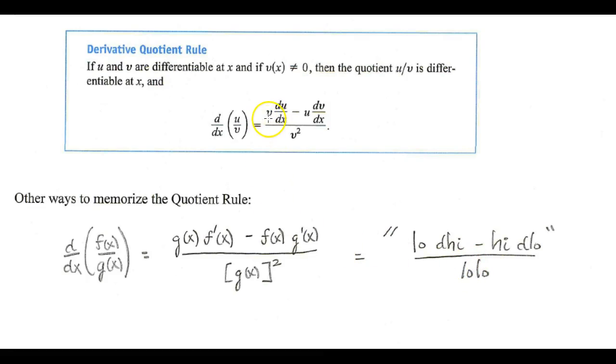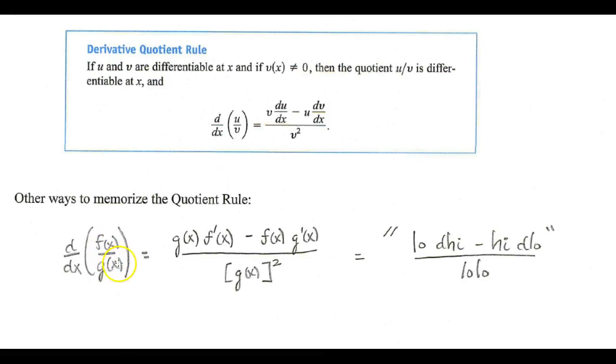So it's the low function, v, times the derivative of the high function, du/dx, right? Low d high minus high d low. So what I mean by low is the denominator, and high I mean the numerator, right? So low d high minus high d low over low low, or low squared. So there's really only two derivatives I have to take, the derivative of the high and the derivative of the low, or the derivative of the numerator and the derivative of the denominator, but this is the way.